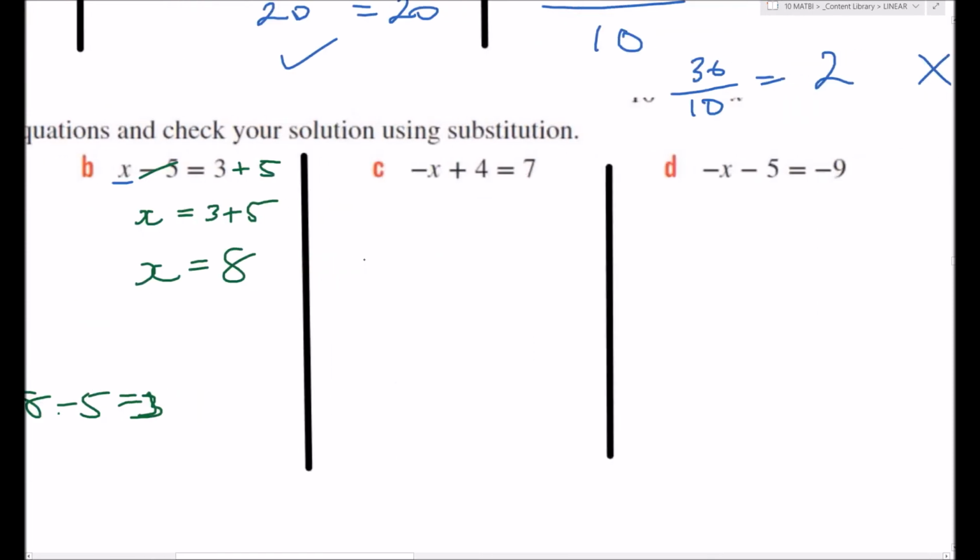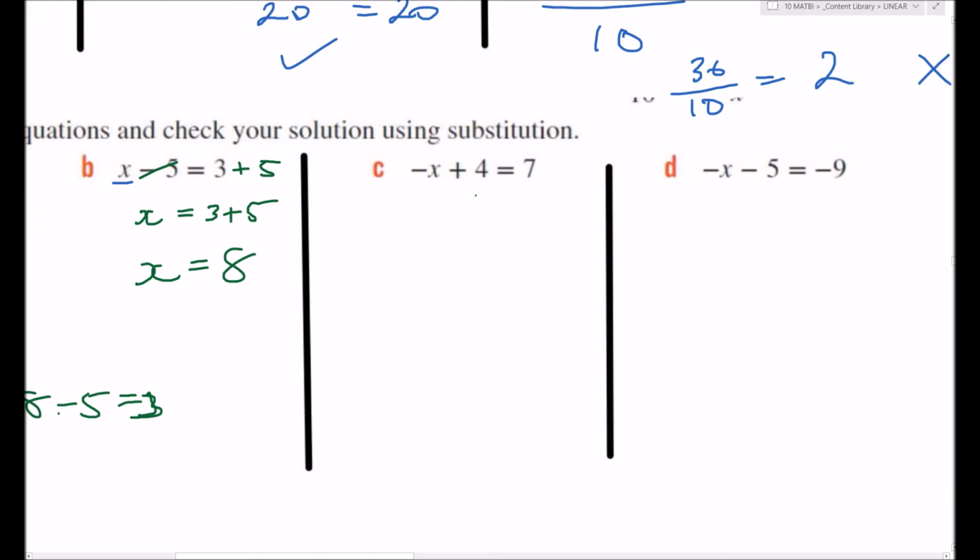Okay. Next one, negative x plus 4 equals 7. Now this one gets a bit trickier. Remember, in front of that x there's a 1. So this is essentially saying negative 1 times x plus 4 equals 7. Now in this case, remember you're trying to isolate the x, make it by itself.